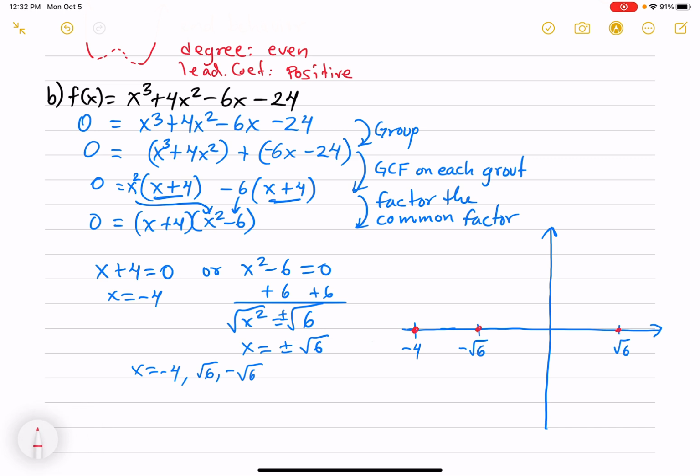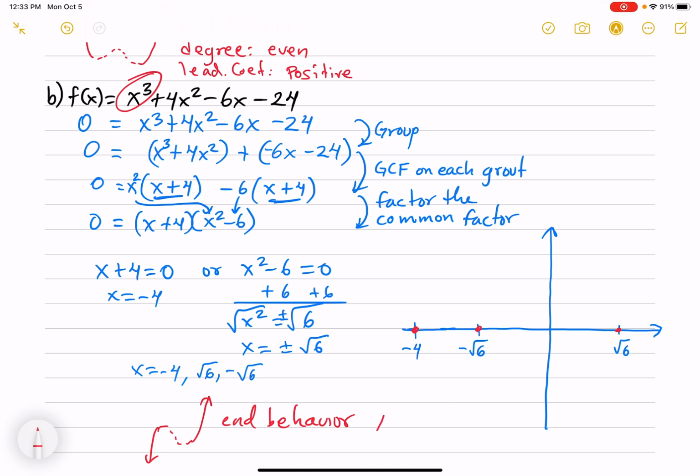But again, looking at end behavior, the degree is odd and the leading coefficient is positive. So the end behavior is supposed to do this. You could even go ahead and find some points on the graph by substituting x equals 1, x equals negative 1, x equals 2, x equals negative 2, and so on to make it more accurate.